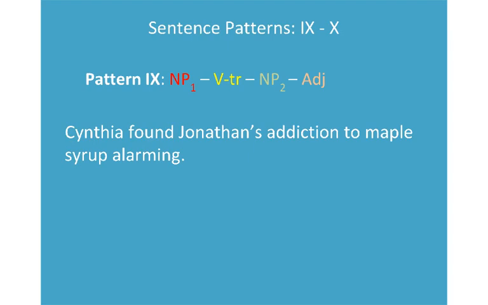All right, here, sentence type 9: Cynthia found Jonathan's addiction to maple syrup alarming. Cynthia is our noun phrase. Found is our transitive verb. And then Jonathan's addiction is the direct object, to maple, part of the direct object, syrup, part of the direct object: Jonathan's addiction to maple syrup. And then alarming is the adjective.